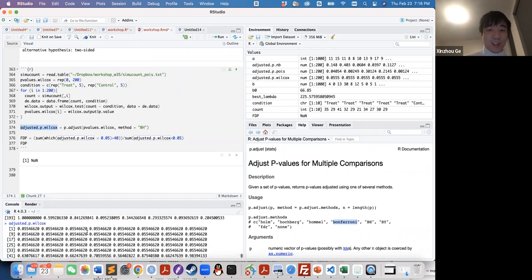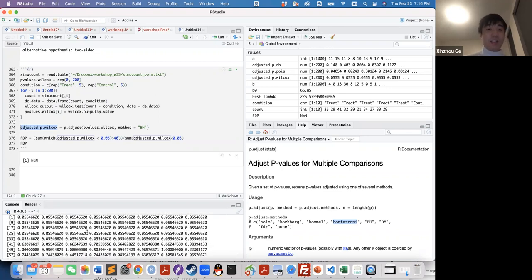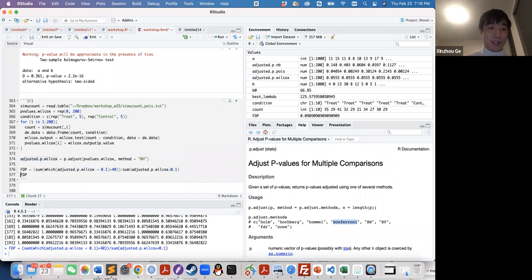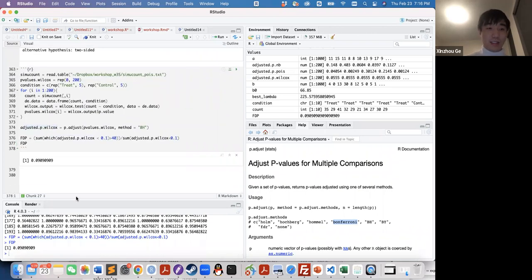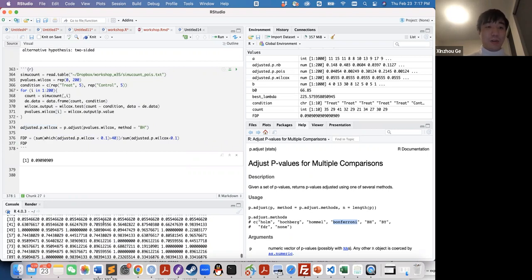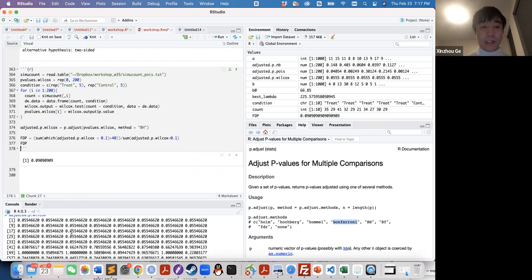So you can see that this is a problem with the Wilcoxon test, but I think if we change the threshold to 0.1, the results will be totally different. If we set the threshold to be 0.1, then we can see that the false discovery proportion is quite small and it is smaller than 0.1. But if we set it as 0.05, we can see that the smallest p-value from the Wilcoxon test is 0.055, and it is greater than 0.05. So this is a problem with this method.